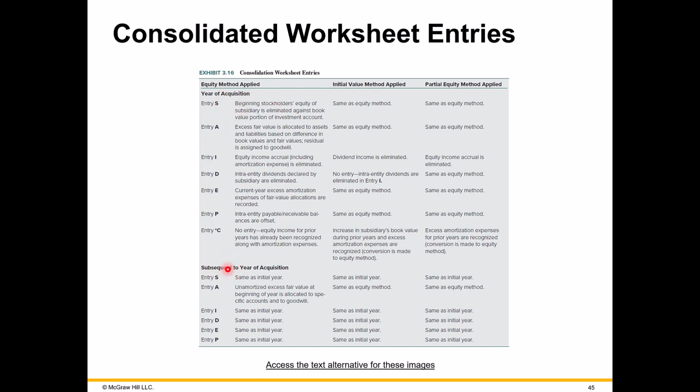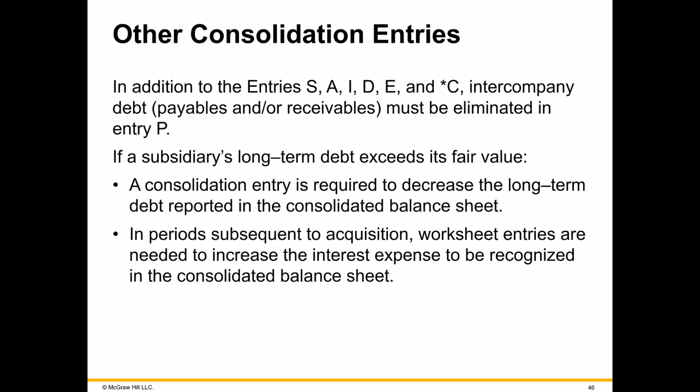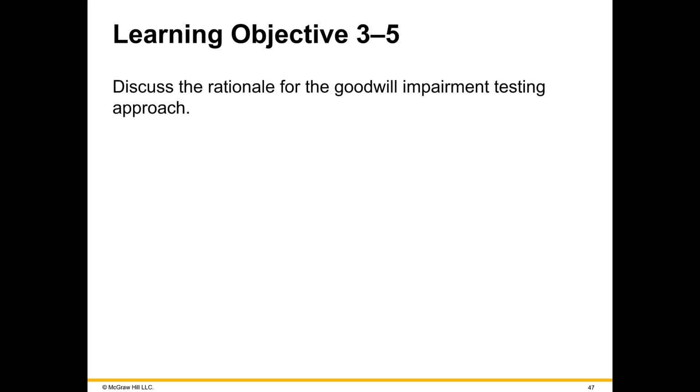And then subsequent years, almost everything is the same, except again, remember that tricky one for the A, the unamortized amount is going to get smaller and smaller because of amortization each year. Okay, I think that's it for this video. So when we come back to part 3, we'll talk about goodwill and possibly its impairment.